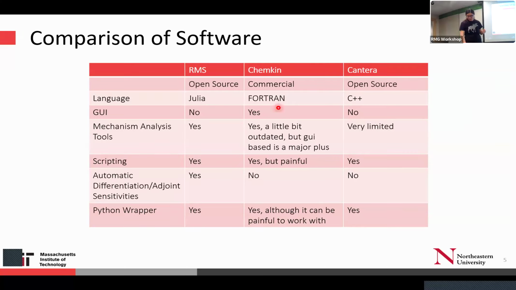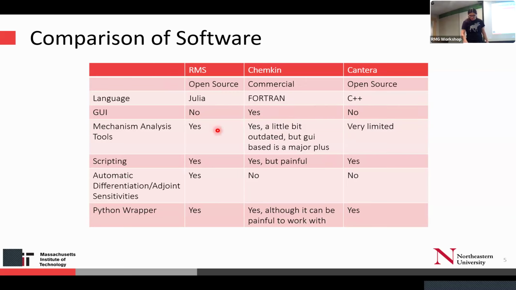The language, I will say that RMS is written in Julia, Chemkin's Fortran, and Cantera is based on C++, but all of these have Python wrappers. Using for scripting, I haven't used Chemkin, but apparently it's tricky to do scripting with it. On the other hand, Chemkin has a GUI, whereas Cantera and RMS do not, so it's just writing code.